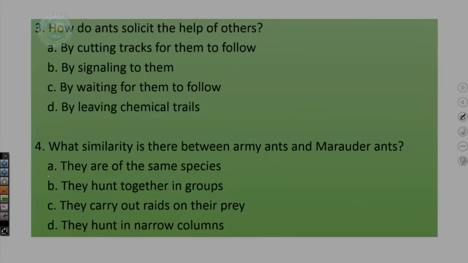The other question says, what similarity is there between army ants and marauder ants? If we look at question 3, how do ants solicit the help of others? And when we go back to the article, we're going to find that it tells us that they leave a chemical trail. Our answer is D.